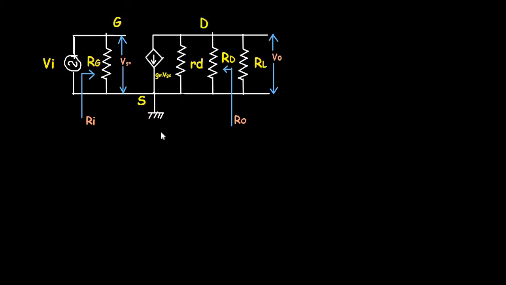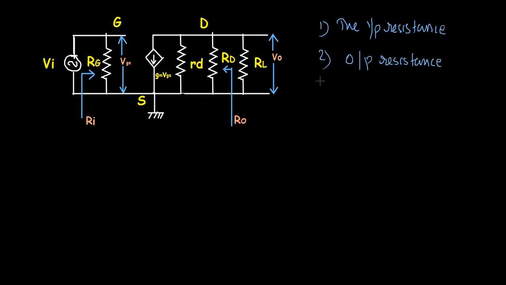Then we come to our final section, that is the analysis part. Here we have to find three things. First one, the input resistance. Second one, the output resistance. And third one is the voltage gain. Okay, we can find them one by one.